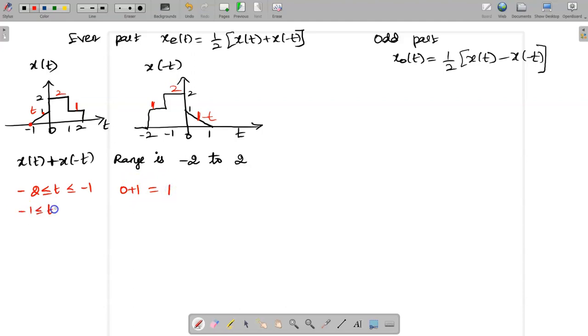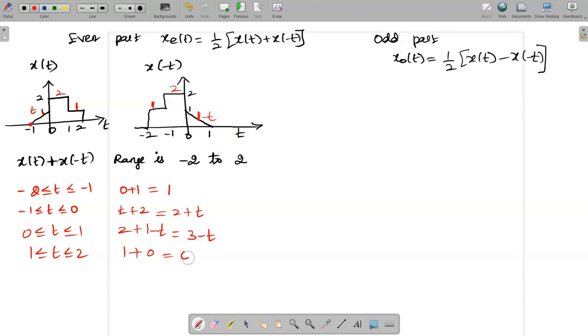And for minus 1 to 0, here the amplitude is t, and here the amplitude is 2, so it is nothing but 2 plus t. For 0 to 1, here the amplitude is 2, and for 0 to 1 it is 1 minus t, so totally it is 3 minus t. For 1 to 2, here the amplitude is 1 and there is no value at all, so 1 plus 0 is 1. So this is the value of x of t plus x of minus t.